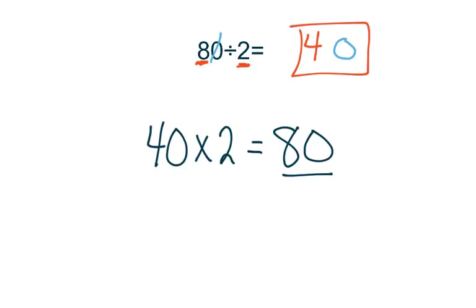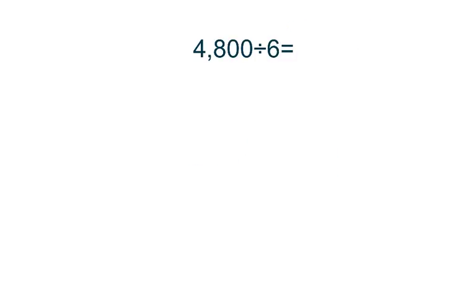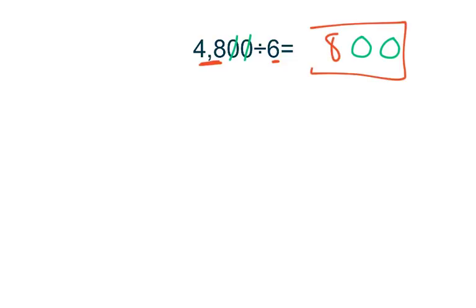All right, let's take a look at our next problem. We have 4,800 divided by 6. Go ahead and identify your basic fact and then divide. Our basic fact in this problem is 6 and 48, 48 divided by 6. I have 2 leftover zeros that I'm going to cross out and place over here in my quotient. And then I'm going to divide. How many times does 6 go into 48? It goes in 8 times. So that is my quotient.